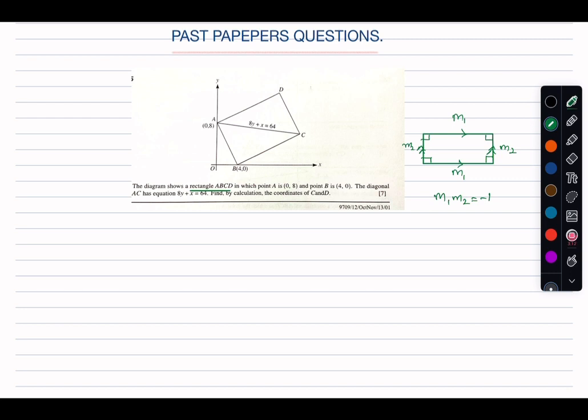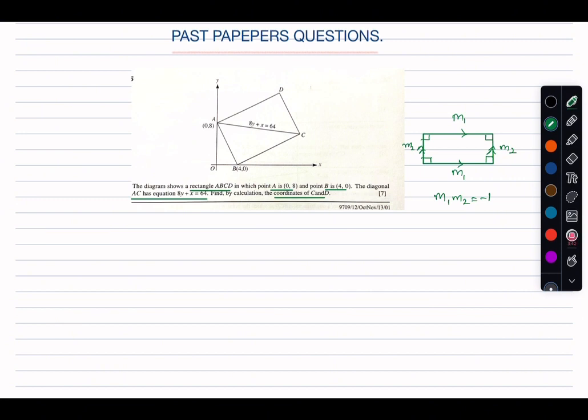Then point A is given with coordinates 0, 8. Point B is given with coordinates 4, 0. A lies on the y-axis because the x-coordinate is 0. B lies on the x-axis as the y-coordinate is 0. The diagonal AC has equation 8y plus x equals 64. So we need to find by calculation the coordinates of C and the coordinates of D.